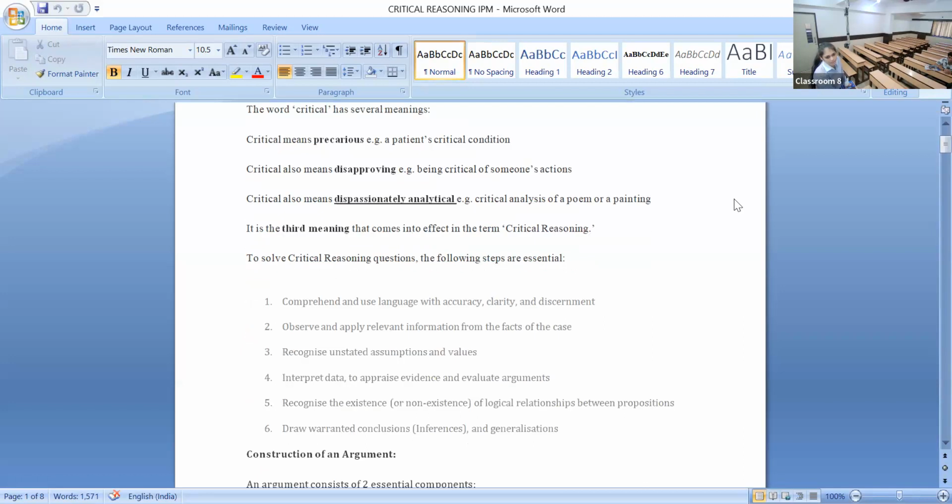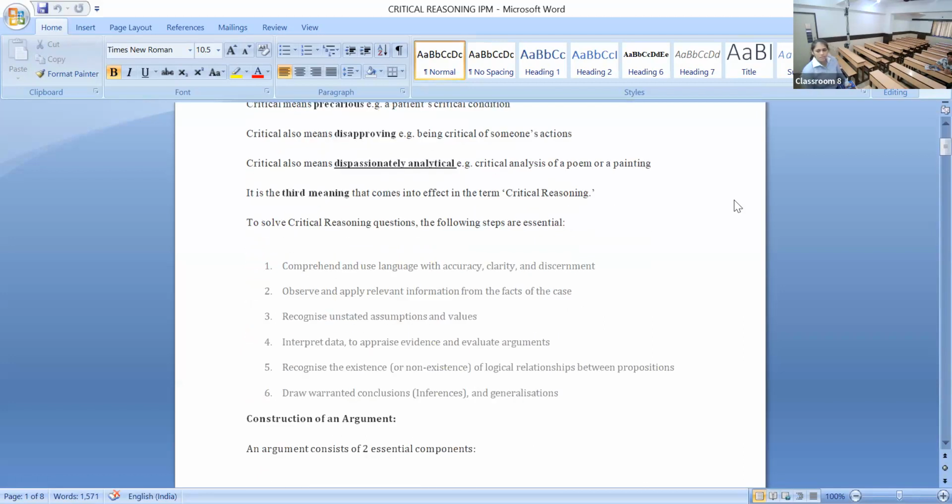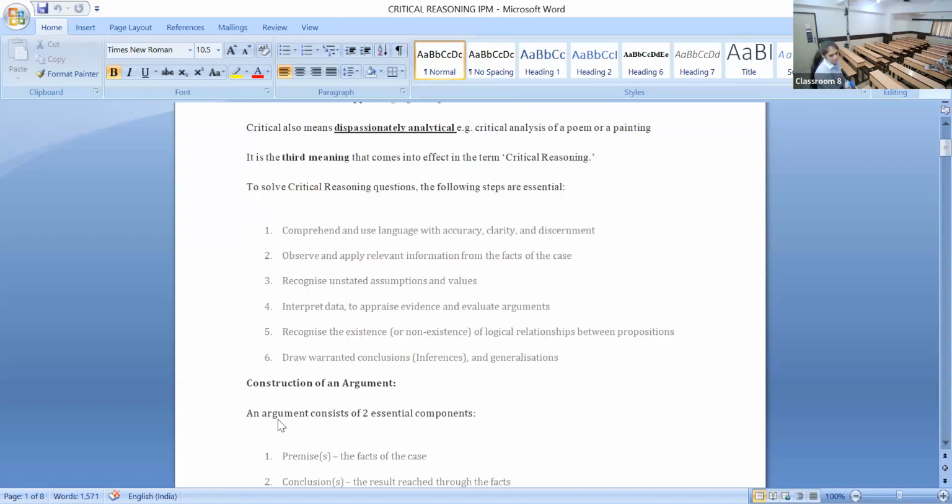Perfect. So you can see some of the strategies over here. These are just the steps which we think we need to follow: see the language in terms of clarity, observe, and relevant information can be applied from the facts. Recognize, interpret, recognize, and then again you are drawing some conclusions through it. So obviously when we bring it into practice, it will be much easier.